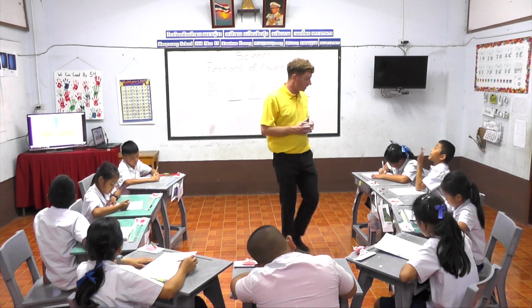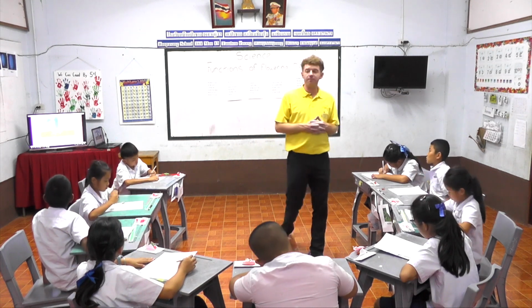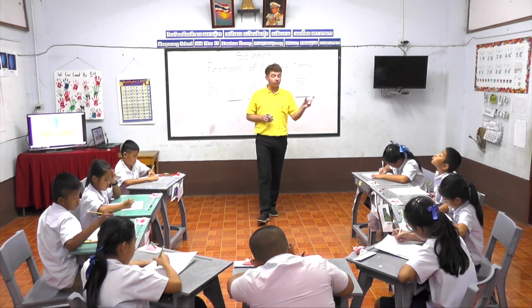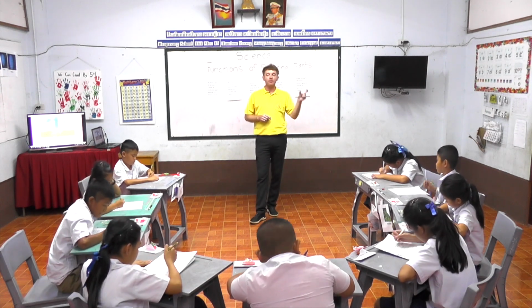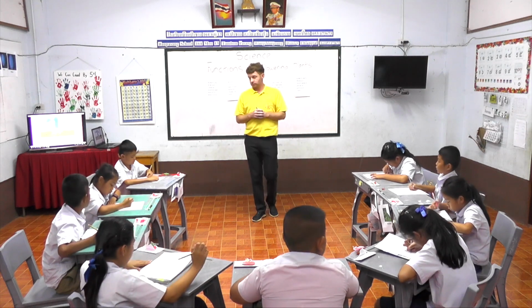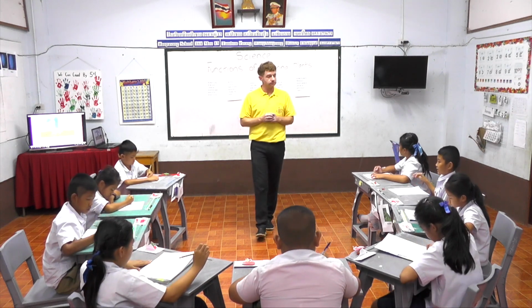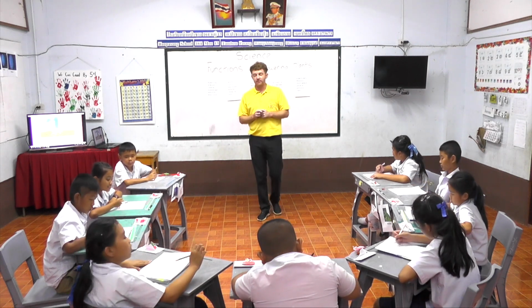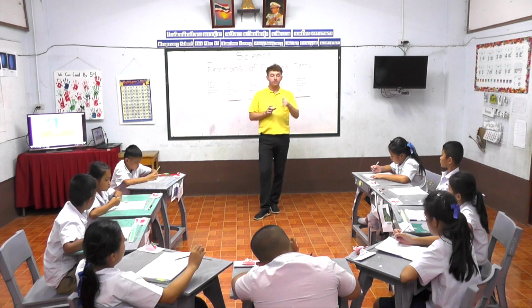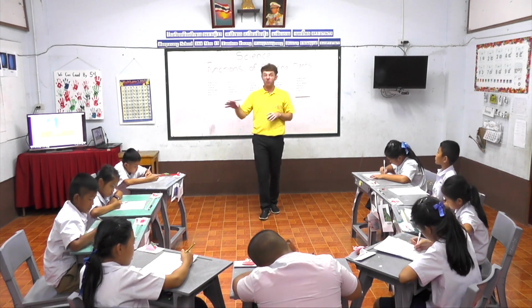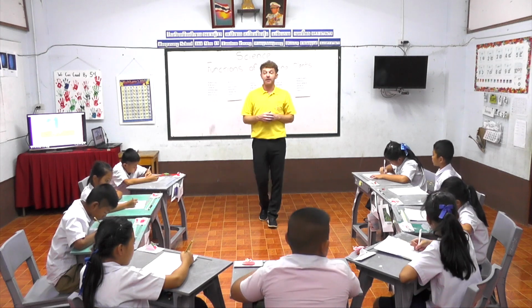And then number five, what do plants make? Yes, excellent. We know the word photosynthesis. And that's when the plants make food. Very sweet. No? Sugar. Excellent. Remember, the food that the plants make is sugar. That's the type of food they have.